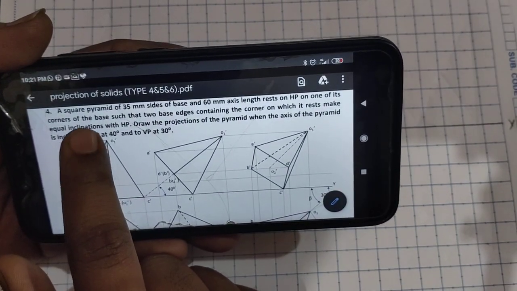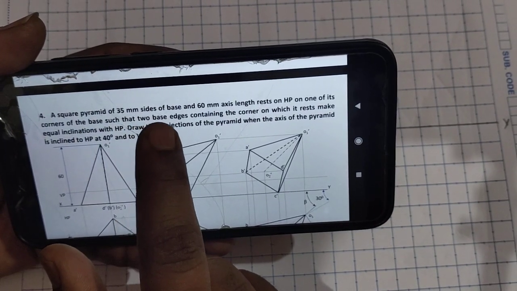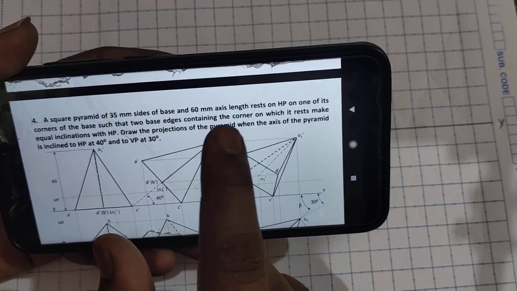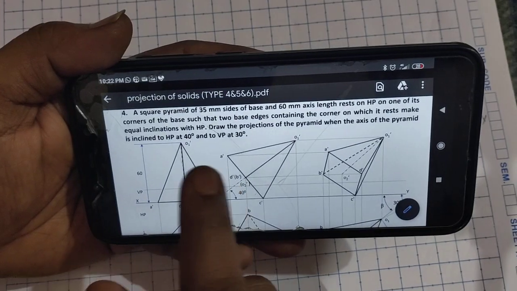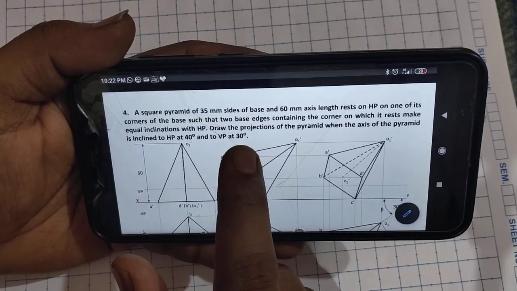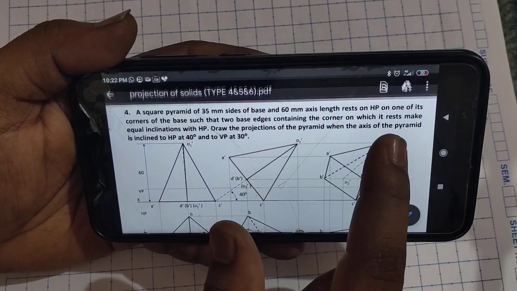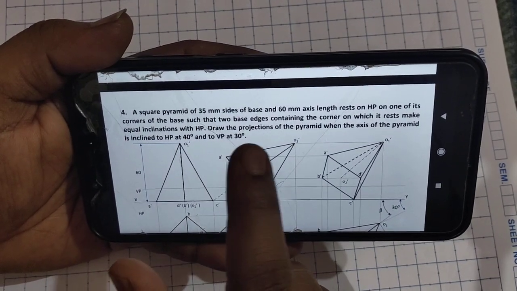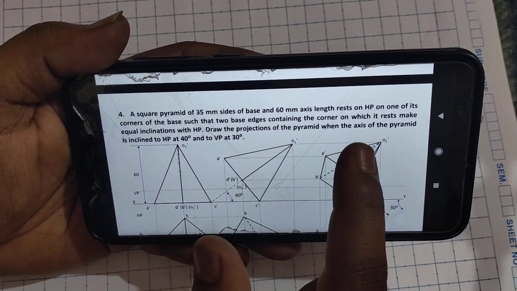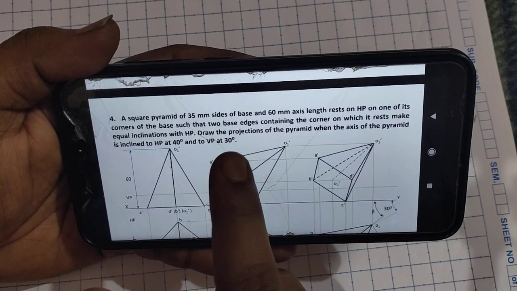Here a square pyramid of 35 mm sides of base and 60 mm axis length rests on HP on one of its corners of the base such that the two base edges containing the corner on which it rests make equal inclination with HP. Draw the projection of the pyramid when the axis of the pyramid is inclined to HP at 40 degree and to VP at 30 degree.